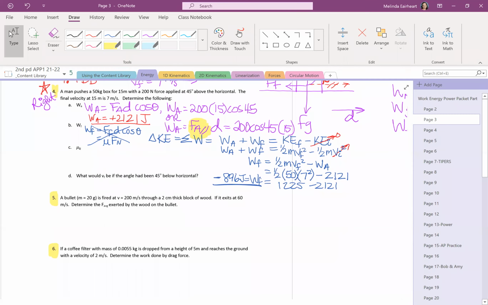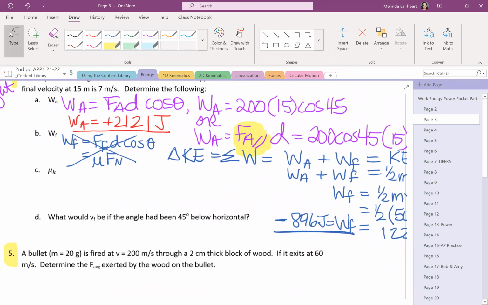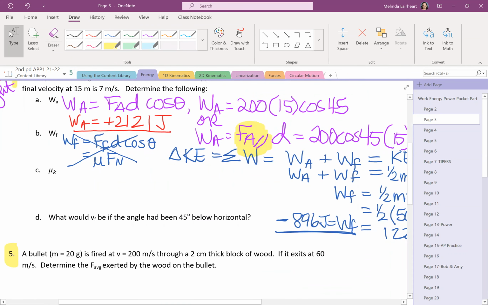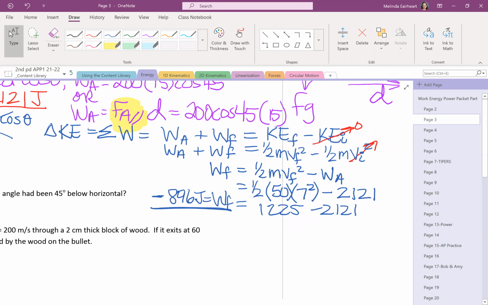And then work done by friction. It looks like we tried to use the same F d cosine theta, but we ran into a problem. Uh-oh, we don't know mu just yet. Hint, hint, part C wants us to find the mu. And so how else do you find the work done by friction? Well, it doesn't really tell you in the problem to do this, but don't forget, if you have multiple forces doing work on an object, they can be put together for net work. And so that's the approach we took for part B.